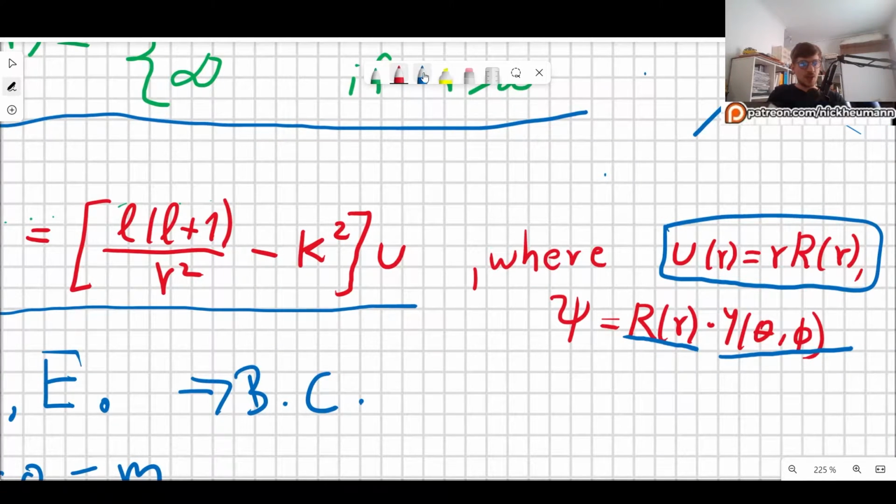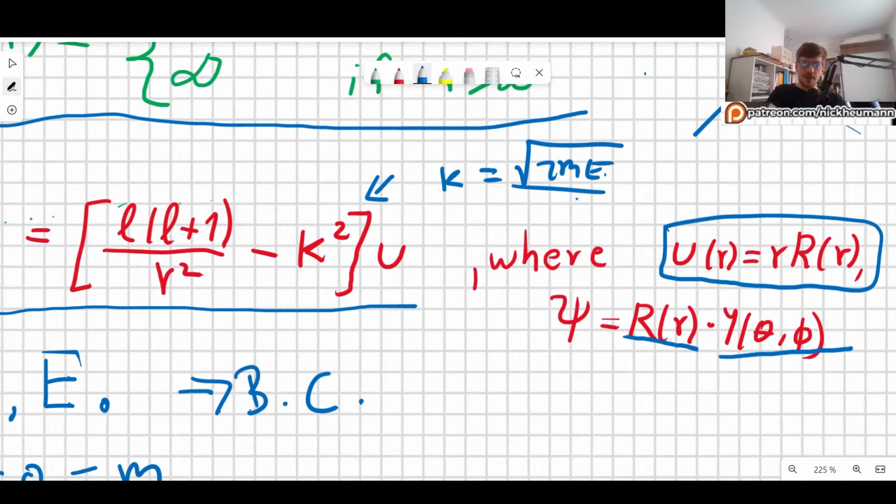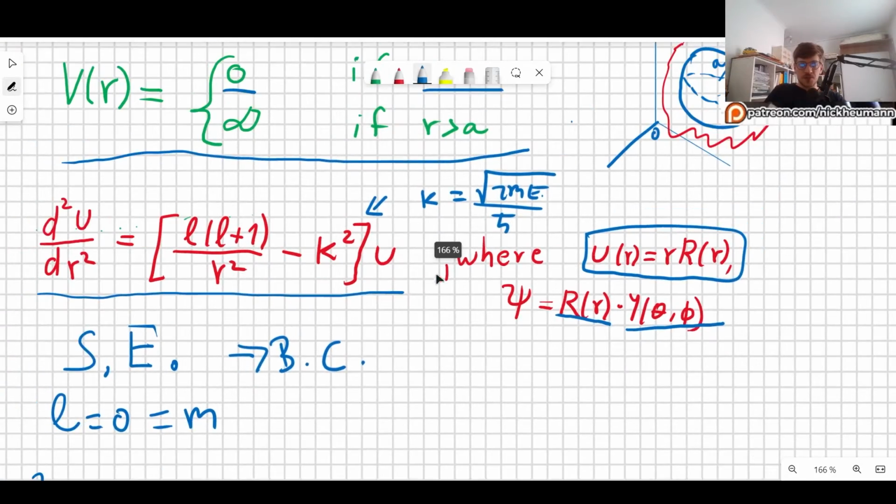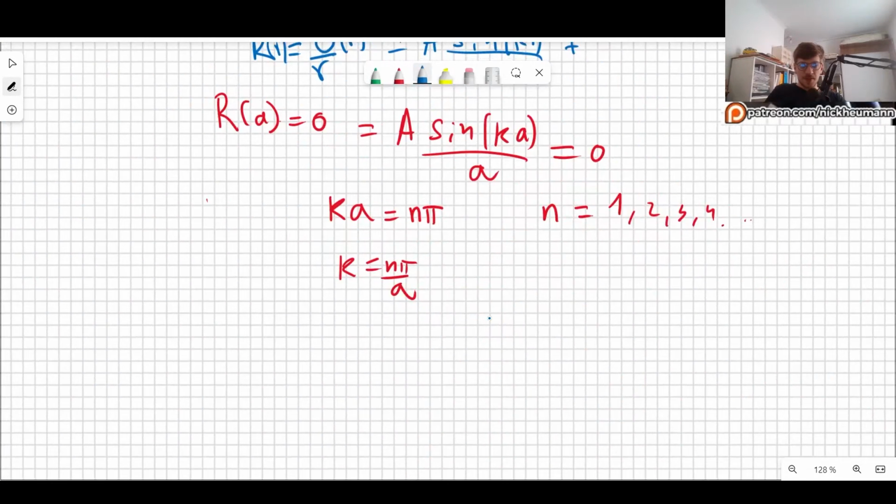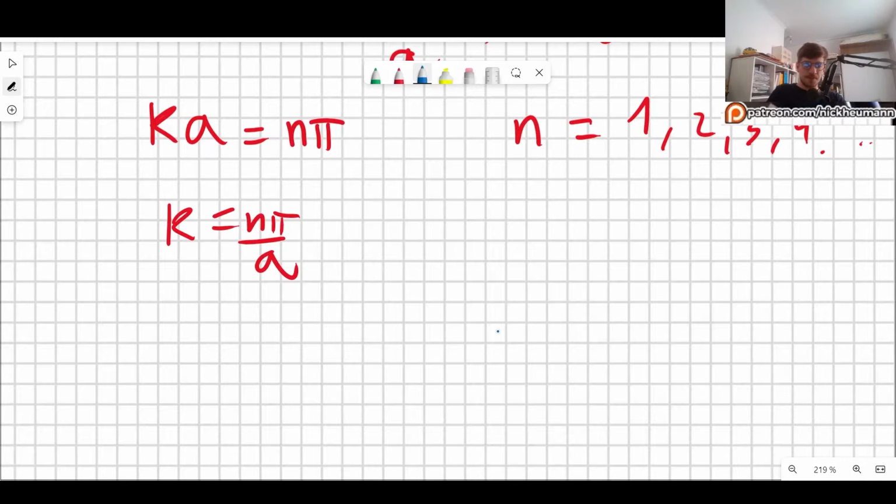That is the k that we are used to. So that we had defined it to be k is the square root of 2me divided by h bar. So if we use that, we get that from here, this is the square root of 2me over h bar. So we can find the allowed energies. So the allowed energies are going to be E. We have to square this.